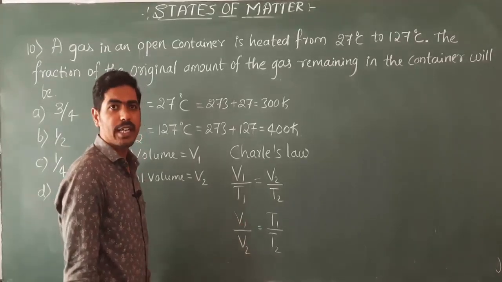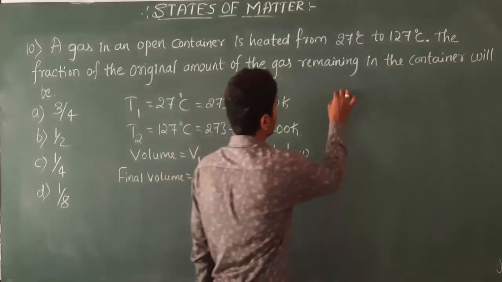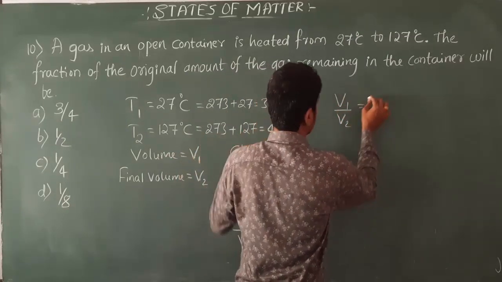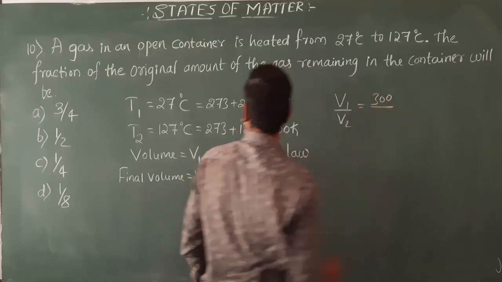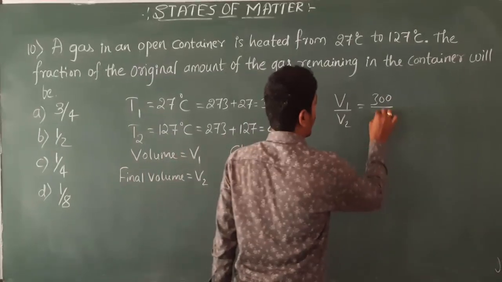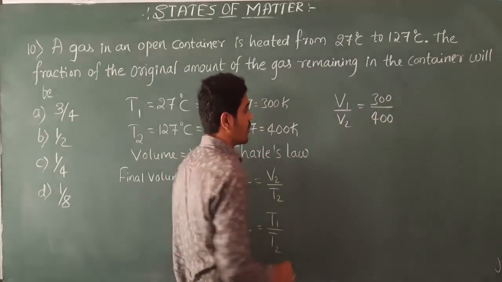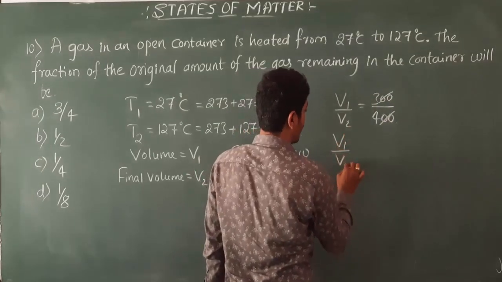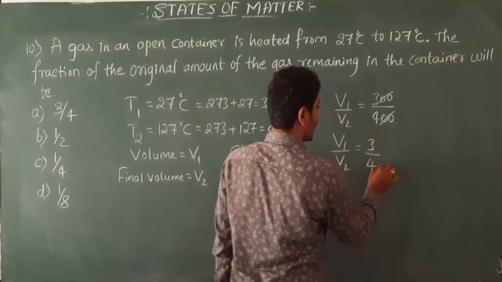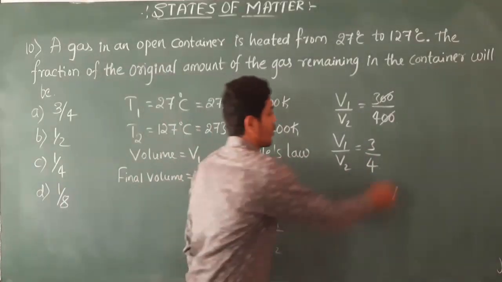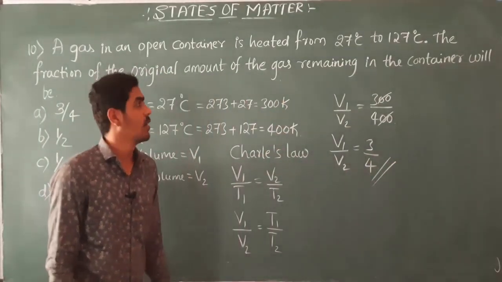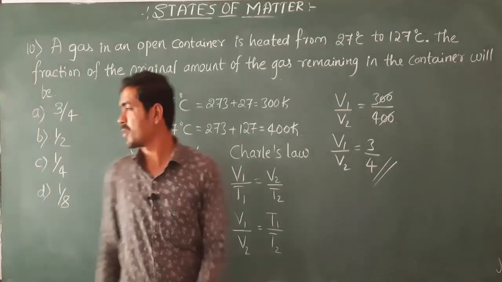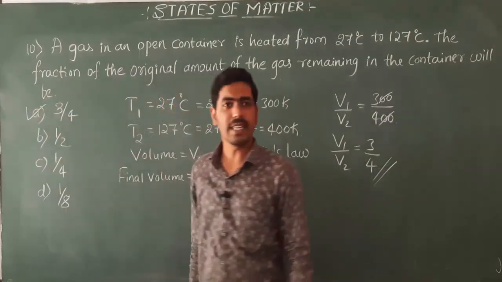Now substitute the values of T1 and T2. Substitute them. What do we get? V1 by V2 is equal to T1 is how much? It is 300 Kelvin divided by T2 is how much? 400 Kelvin. Okay. So the zeros get cancelled. So the ratio V1 by V2 will be 3 by 4. So this fraction of gas will be remaining in the container. Therefore, which option is right? Option A is the right answer.